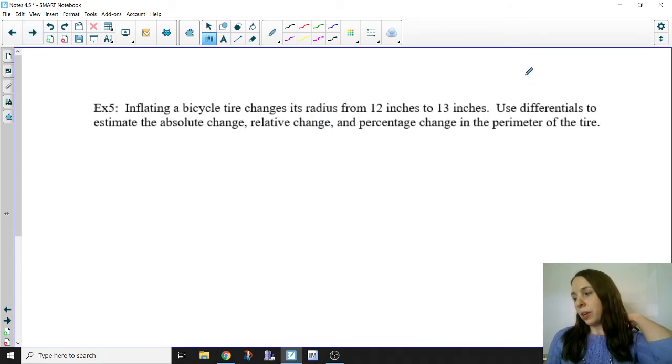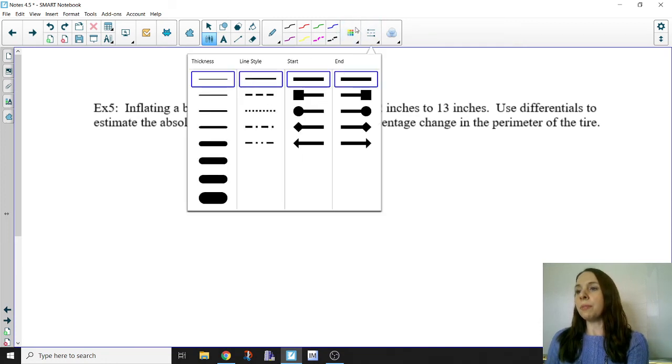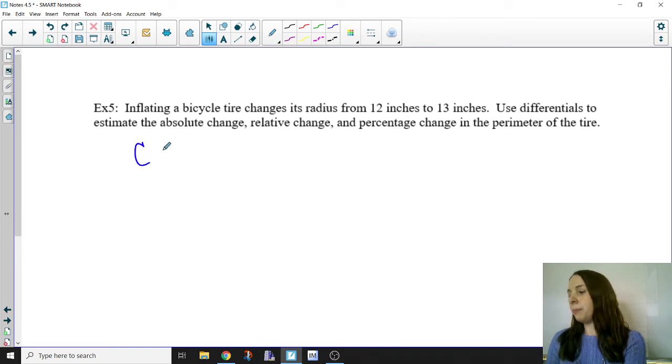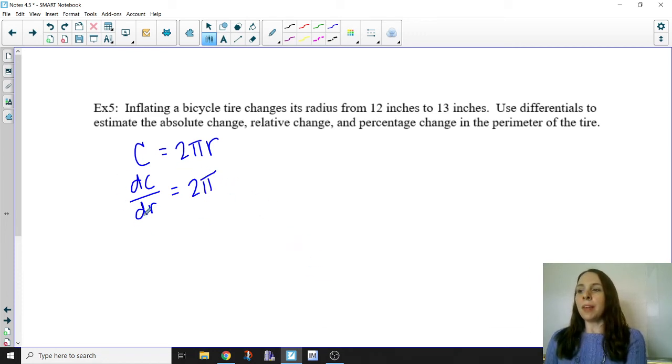This one is where we are looking at the circumference of a circle, because we are inflating a bicycle tire, which changes the radius from 2 inches to 3 inches. Now, what you're going to find with circumference, if we're starting with that formula, is that when we do the differential, we get a constant. And if that's the case, this is a linear function. That is the true change. That's the absolute change because it is a constant. This is your slope of the line. So we're not really estimating in this case. We are finding the exact answer.